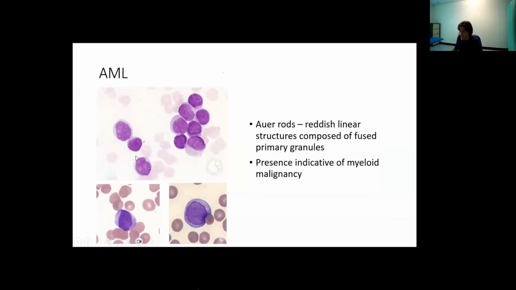By way of illustration, and I'm hoping that this projects, these Auer rods that I was talking about are these thin purple, reddish purple lines. They're actually fused primary granules. But if you see those in the cytoplasm of a blast, then it is pathognomonic of AML.